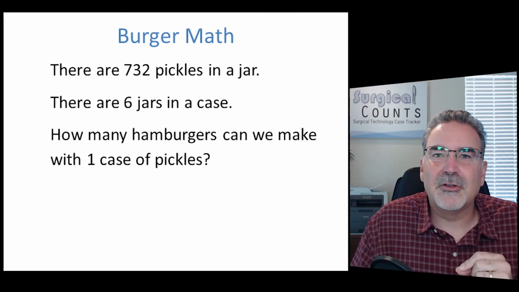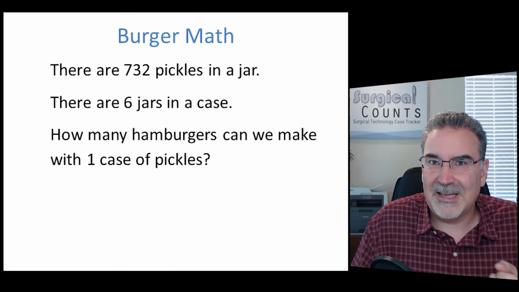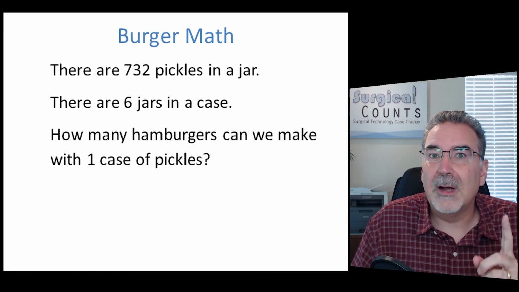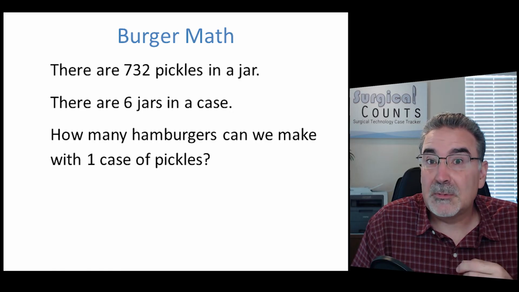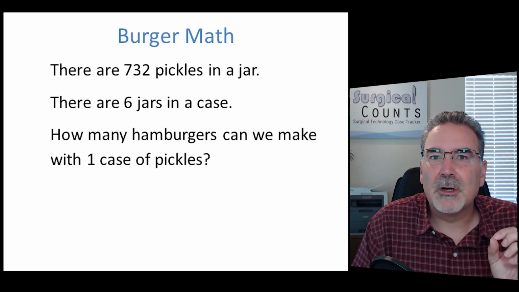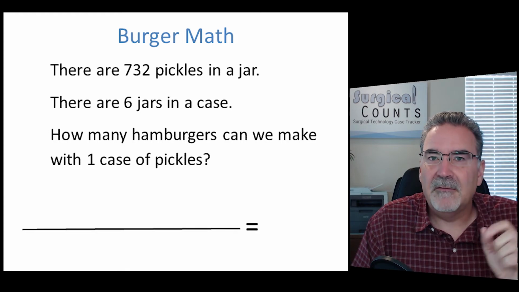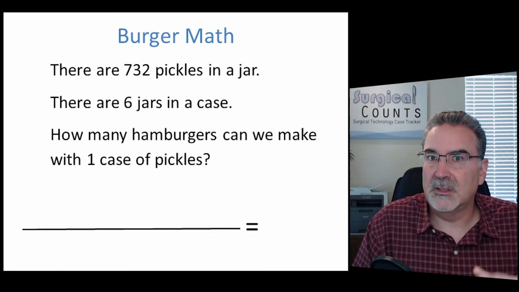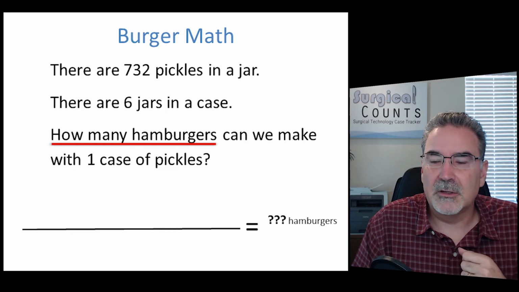There are 732 pickles in a jar. There are 6 jars in a case. How many hamburgers can we make with 1 case of pickles? So it looks like there's going to be a couple of steps to this problem, but that's okay. We're going to set it up exactly the same way. We're going to have a horizontal bar followed by the equal sign. Now on the right of the equal sign, we're going to put, what's the question asking? The question is asking how many hamburgers. So we're going to put how many hamburgers.